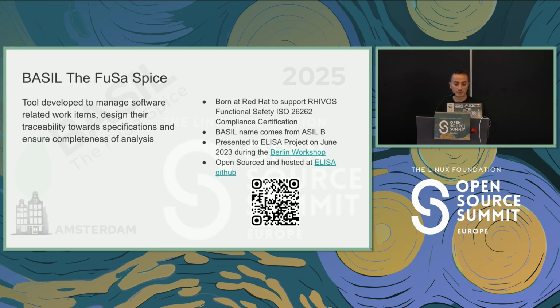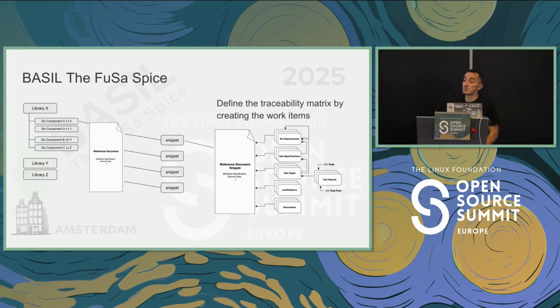And then we presented this project to ELISA during one of the workshops that we have every year. And today it is available as an open source project under the ELISA GitHub at the URL available under the QR code. So let's see what you can do with BASIL.